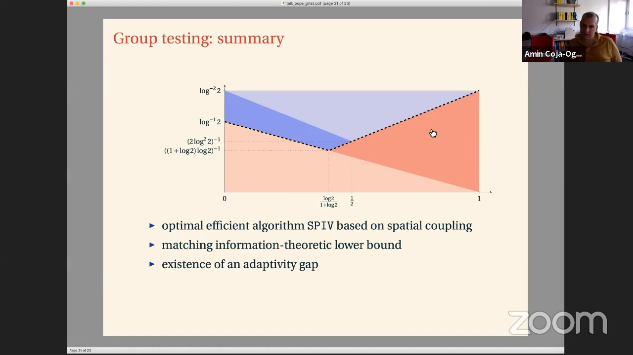However, Max and Philip observed that actually in this red triangle over here, you can do adaptive group testing. There's a two-stage adaptive group testing scheme where you first do one round of tests and then a second round of tests based on the results of the first round that will correctly identify the set of infected individuals over here. So there's a gap between what you can do adaptively, namely you can also solve the red triangle, and what you can do non-adaptively.